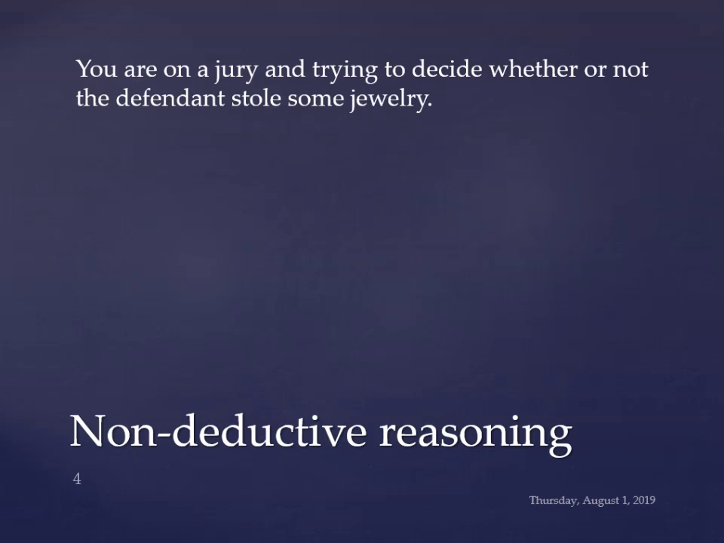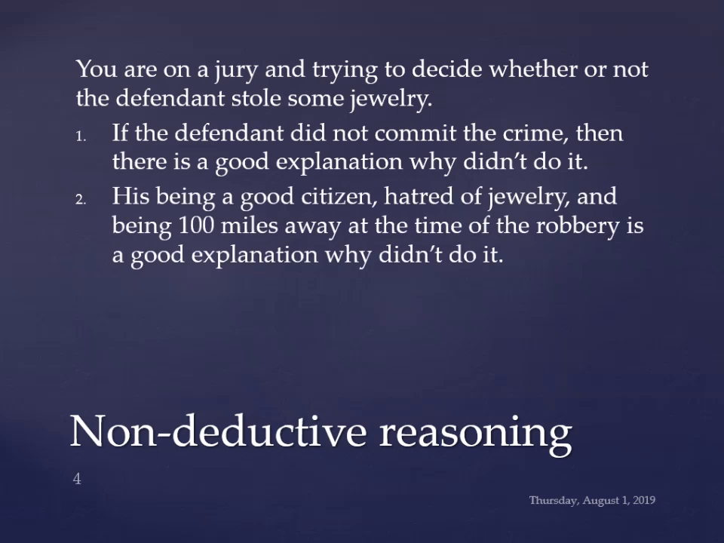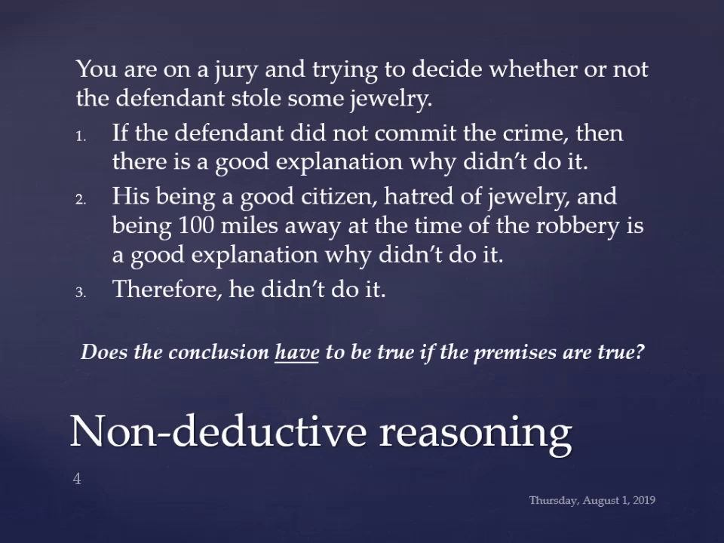But on a jury, you're probably going to be reasoning like this. Here's a premise: if the defendant did not commit the crime, then there's a good explanation for why he didn't do it. And here's one: he's a good citizen, he hates jewelry, and he was 100 miles away at the time of the robbery. That's a pretty good explanation for why he didn't do it. And so therefore, we can be reasonably certain that he didn't do it. Now, can we be absolutely certain? Well, absolutely not, because the conclusion here in 3 does not have to be true if the premises are true.